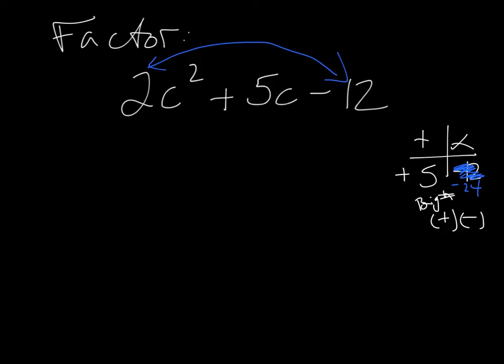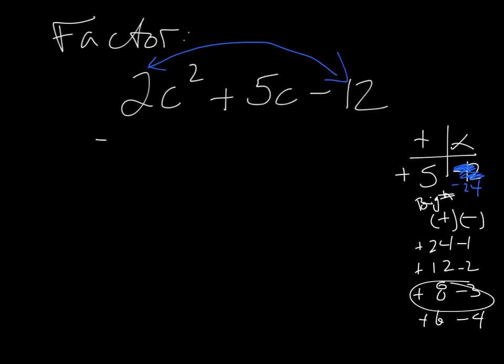So I need to figure out what multiplies to negative 24. I can start with 24 and 1. I can say 12 and 2. I could probably even say 8 and 3, plus, minus, plus, minus, plus, minus. And I know that 8 minus 3 is going to be positive 5. So I'm not going to go any further. I could keep going and say 6 and 4, but I know that those are my 2 factors.